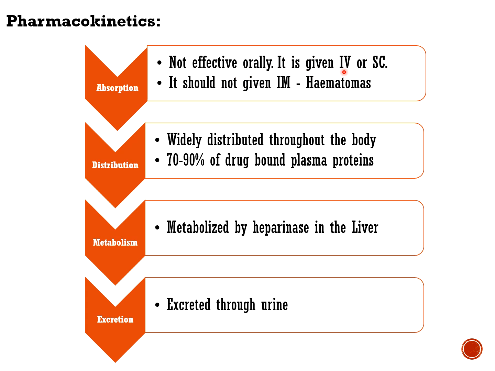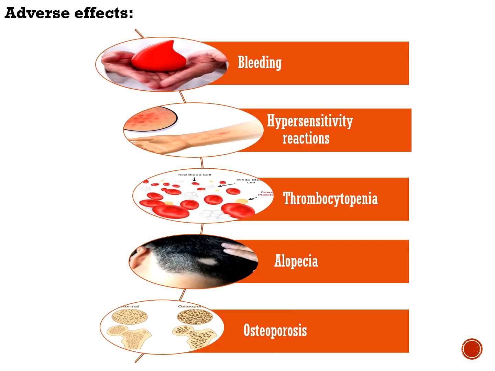So we prefer the intravenous and subcutaneous routes, but we should not go with the intramuscular route because it forms hematomas, clot formation. It is widely distributed throughout the body, and 70 to 90% of the drug is bound to plasma proteins. These bound plasma proteins act as a reservoir, so that we can achieve a longer duration of action. It is metabolized in the liver by the enzyme heparinase and excreted through urine.